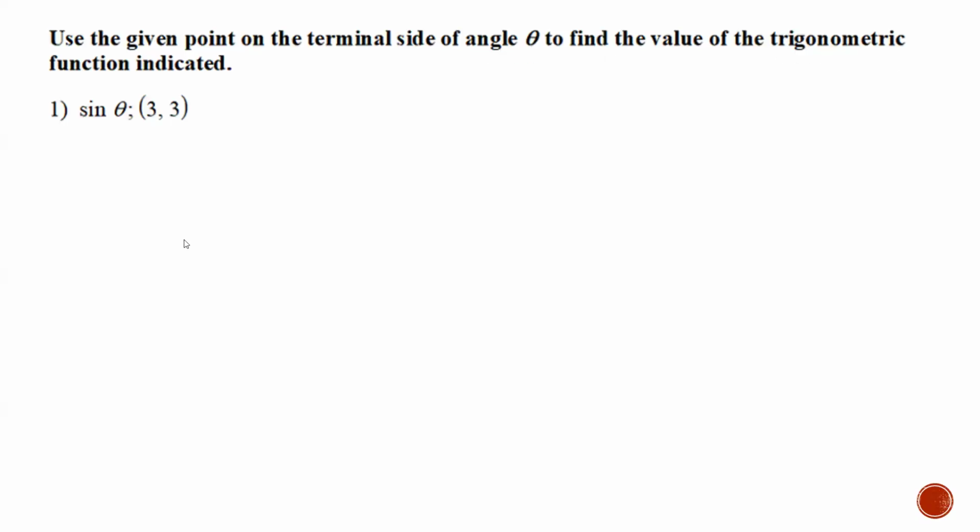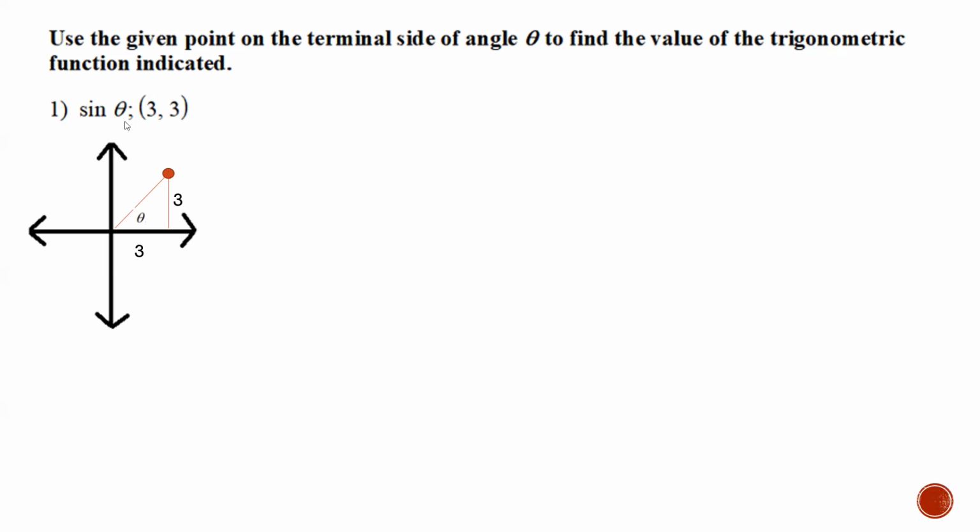So if I give you a coordinate point, can you tell me the ratio of the side lengths? Use the given point on a terminal side, angle theta, to find the value of the trigonometric function. First, my advice would be to draw yourself an x and y axis. Put yourself on that coordinate. Okay, so x distance is 3, y distance is 3 because of the coordinate point.